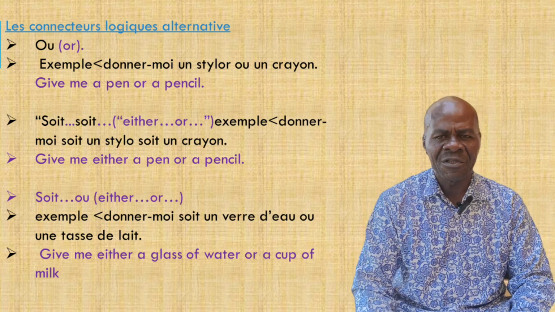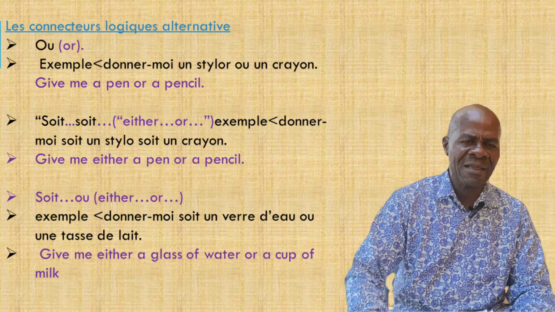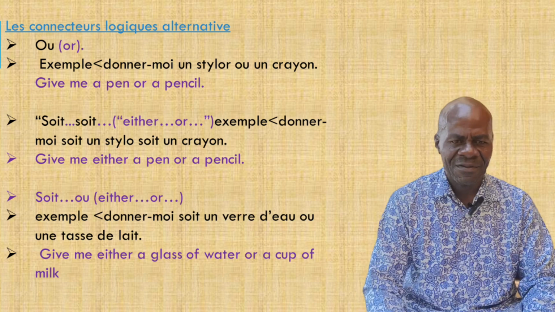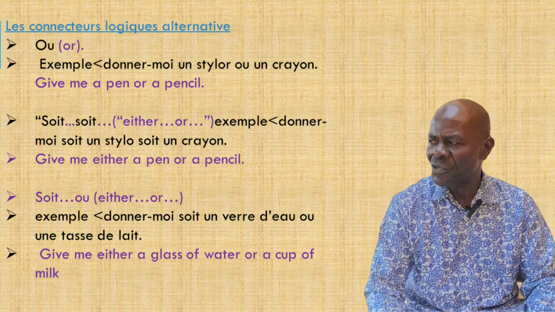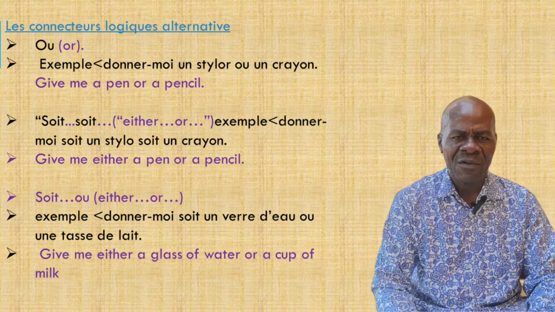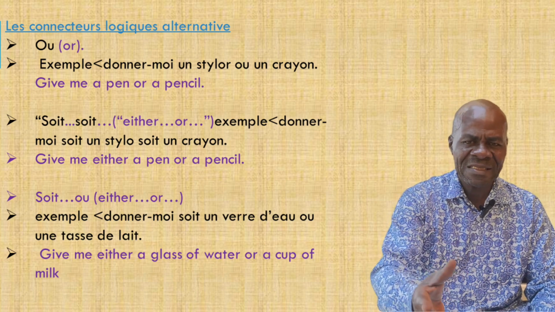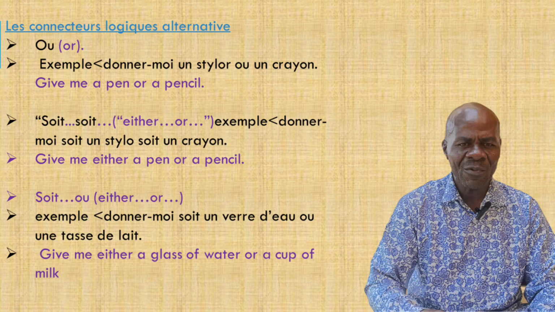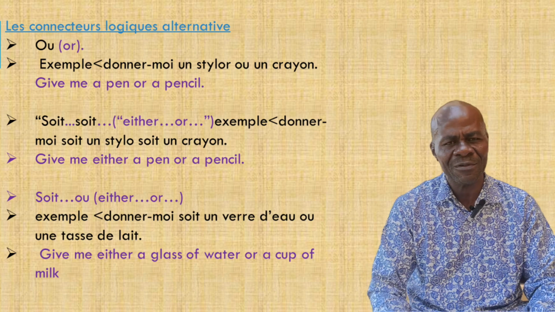In English language, we used to say, I like this or this. I like this or that. So in French language, you have ou, which is or, ou. Donnez-moi un stylo ou un crayon. Donnez-moi un stylo ou un crayon. Give me a pen or a pencil.